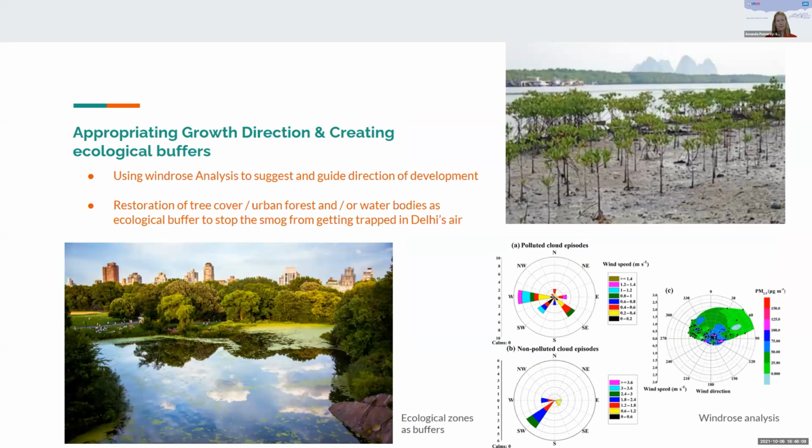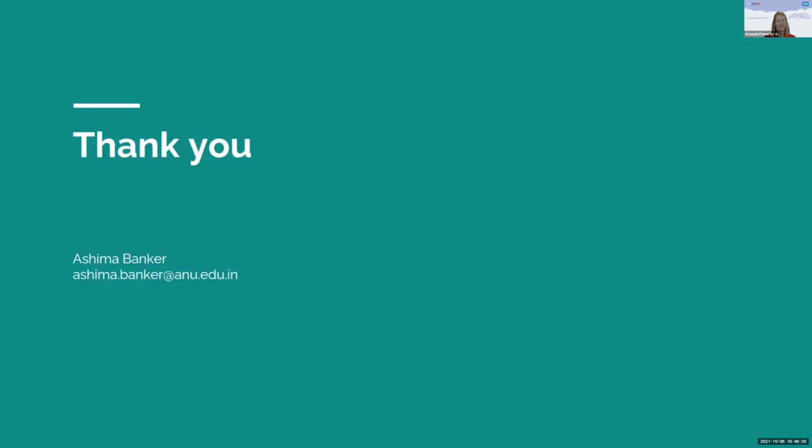One is having ecological buffers, which are kind of wedded with the tree cover or water bodies. And second is to use windrows to understand what is the direction of growth that we should promote, and where we should stop the city from growing or avoid promoting growth. So I'll stop here, and I hope that there are some clues that have come to your mind.